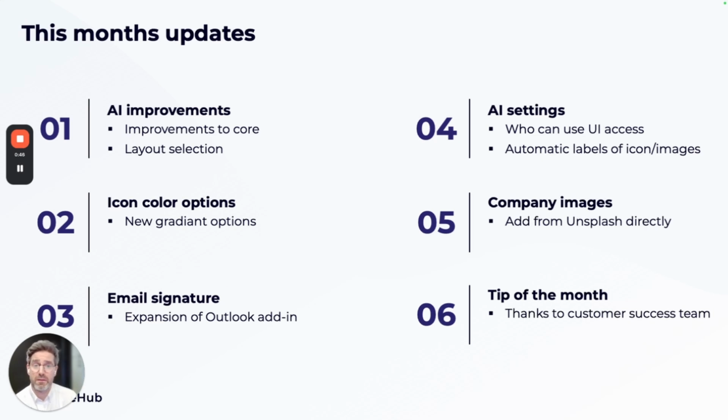This month we have quite a few different things for you, particularly you as managers. We have a number of improvements to the AI experience. Then we have the option for using gradient icons when inserting icons. And we have a brand new email signature feature, which extends our existing Outlook add-in. Then, particularly for managers, we have a couple of new ways you can tweak the AI settings. We have a new ability to expand your company library. And then, as always, we have a tip of the month from one of our colleagues in customer success as well.